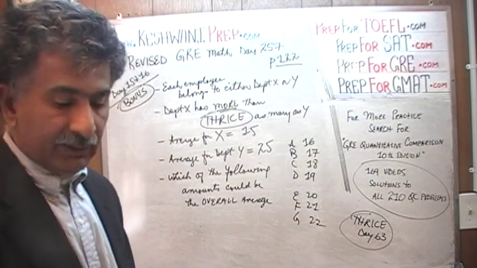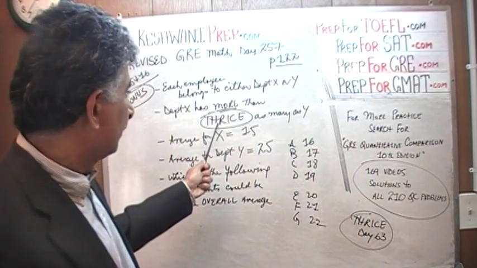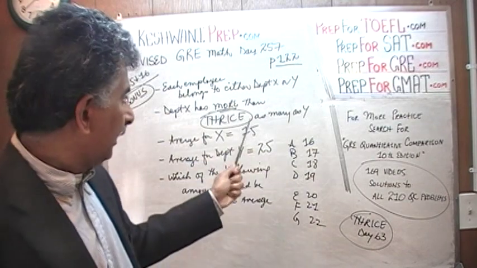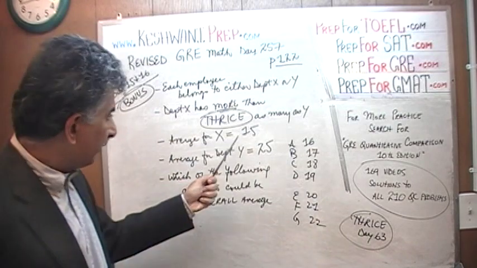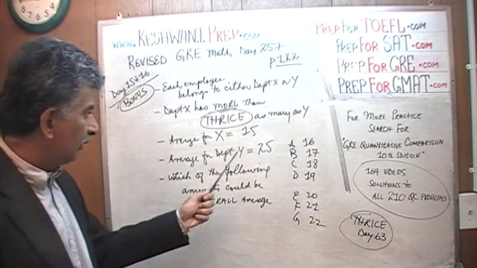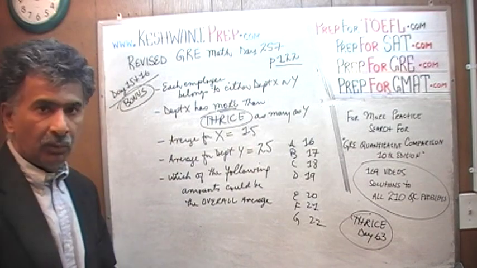The difference is that in the original version that is given to you in the book, we are told that there are twice as many people in department X as there are in Y. In this version there are 3 times as many, there are thrice as many people. The average for department X is $15,000, the average for department Y is $25,000, and the question is which of the following is the overall average.